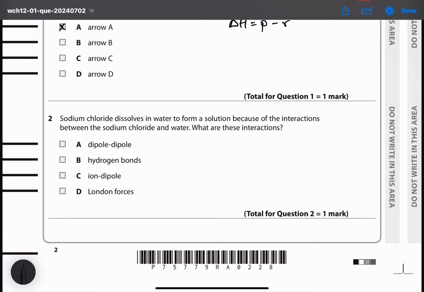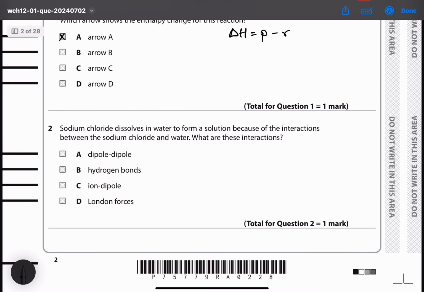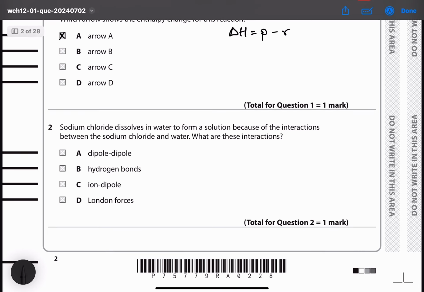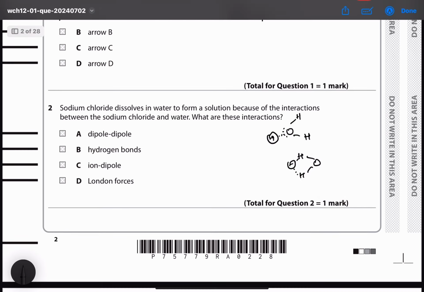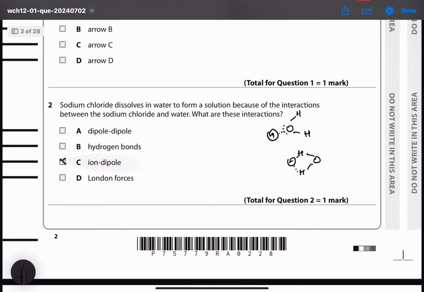Sodium chloride dissolves in water to form a solution because of the interaction between sodium chloride and water. What are these interactions? You see, the positive ion is interacting with the negative oxygen, and the negative ion is interacting with the delta positive hydrogen. So these are dipoles and these are ions. So it's a dipole-ion interaction. See, option C is the answer.